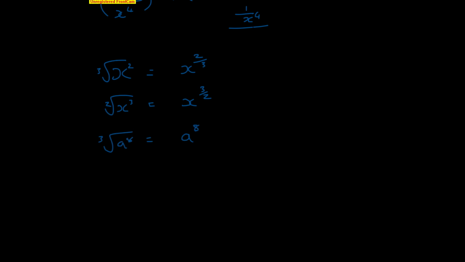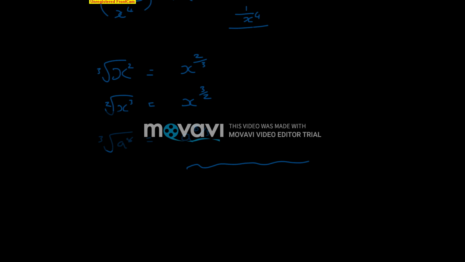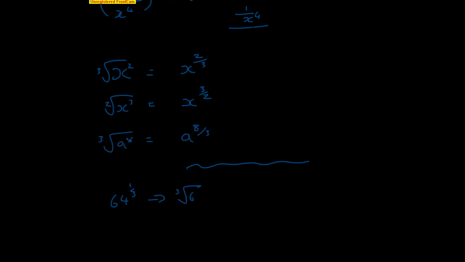If we've got the cube root of a to the 8, it's just a to the 8 divided by 3. Nice and straightforward. Now, sometimes, when they're on calculator paper, you get these in number form. So they'll give you something like 64 to the power of a third, which sounds quite difficult, but really that is just the cube root of 64.